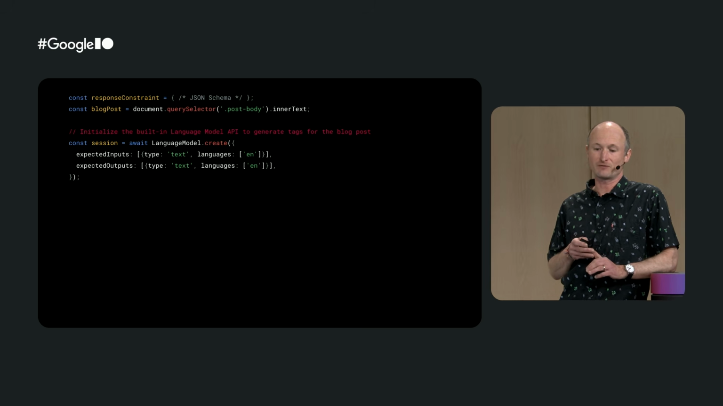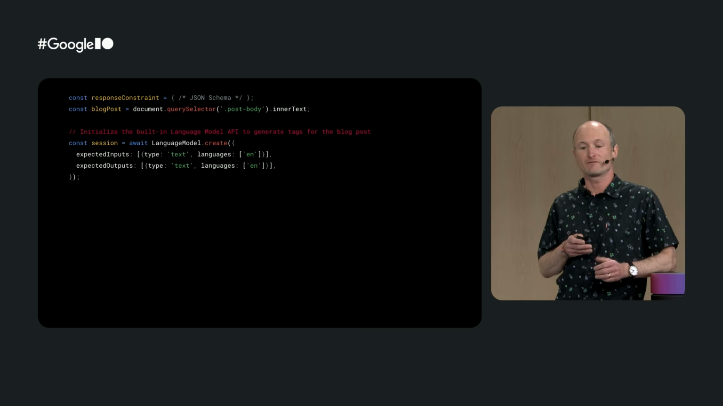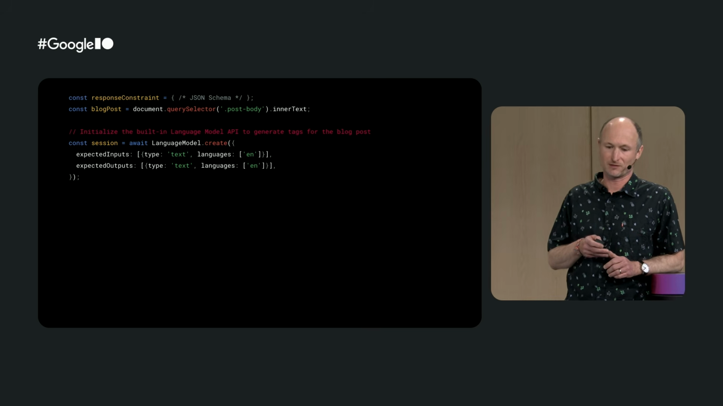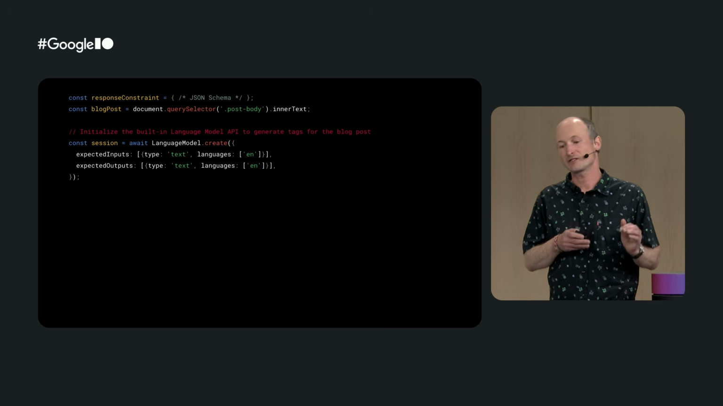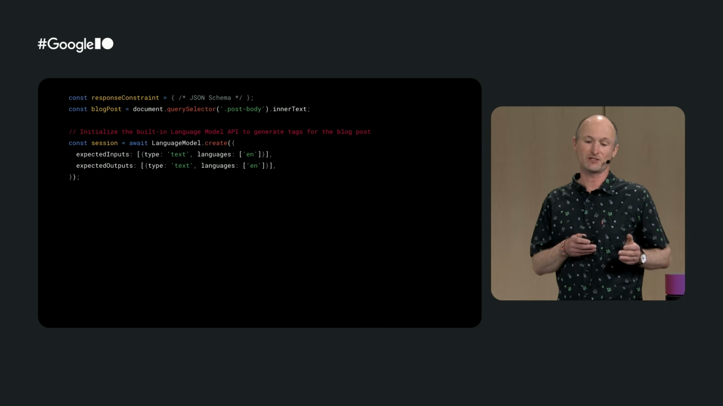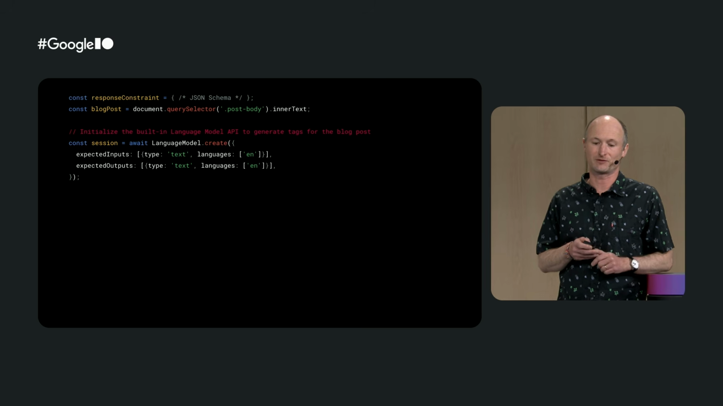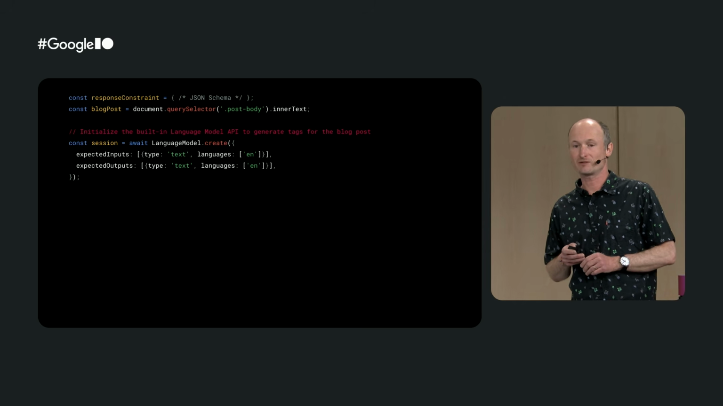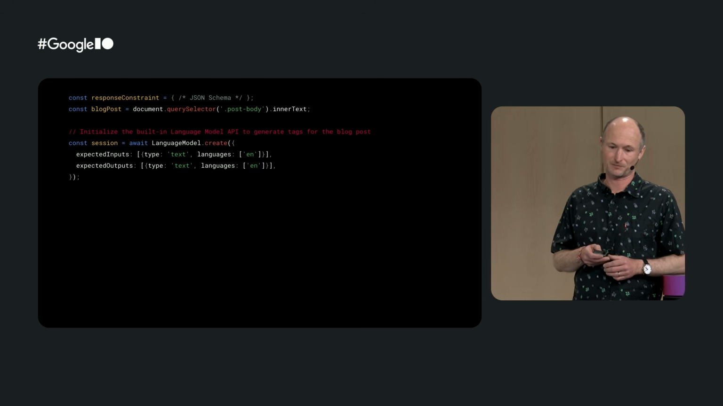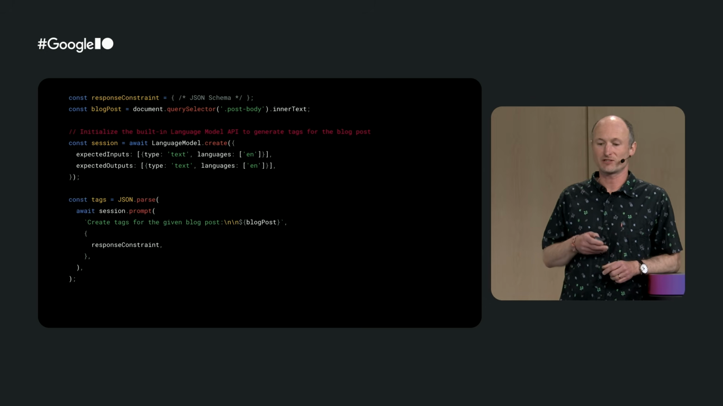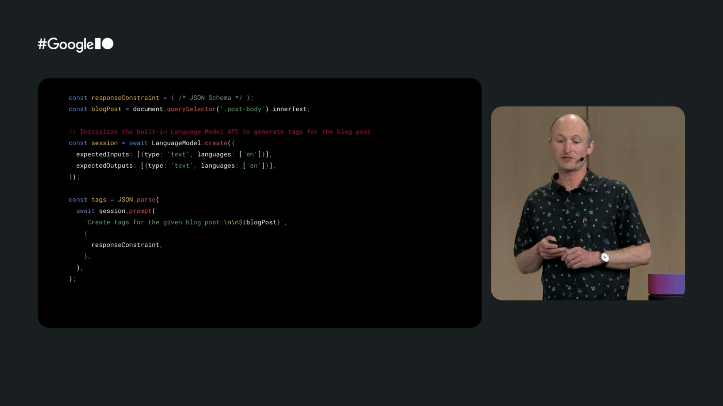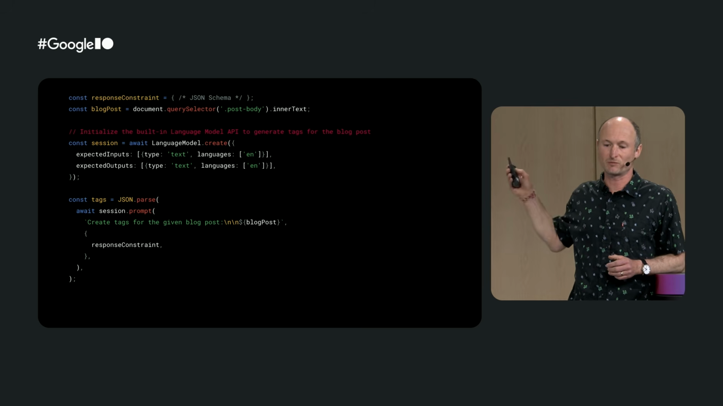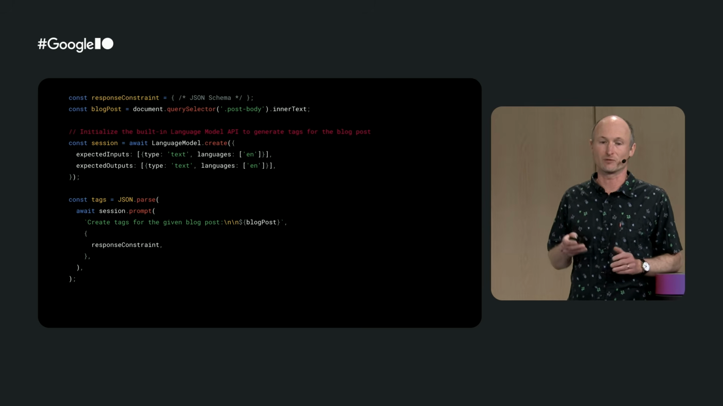Then we create the session with the AI model. For this, we call the language model's create function. We pass it the expected inputs and outputs, which in both cases is an array with just one entry, an object with a type of text and an array of languages, in this case, just English. Finally, we call the session's prompt method, with a textual prompt to create the tags for the given blog post, which we then pass to the model.